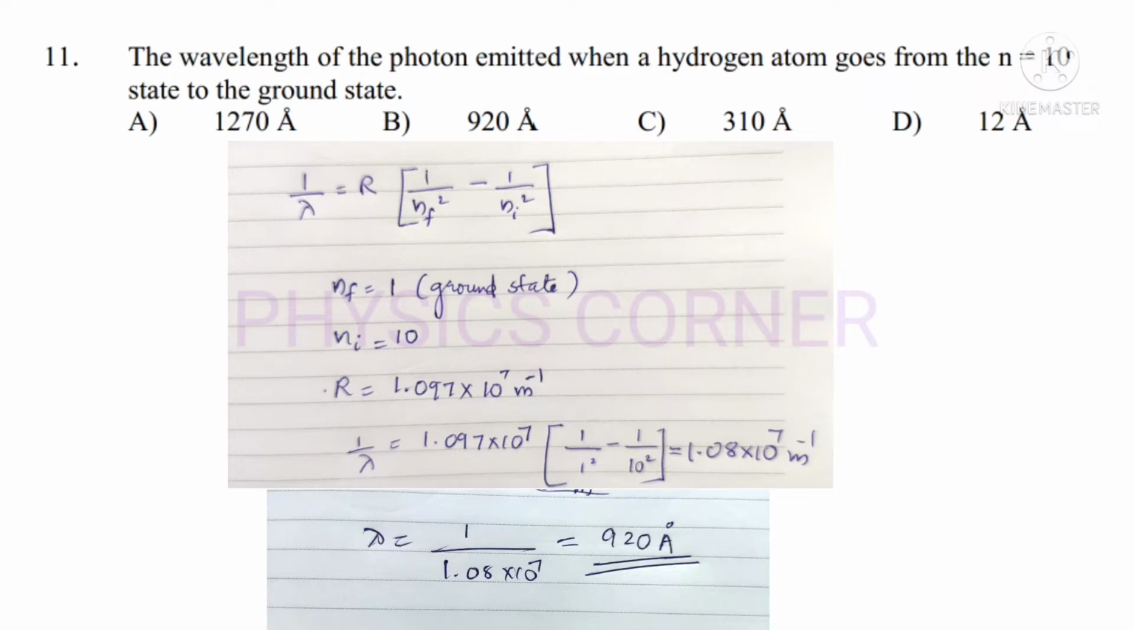So just substitute these values into this expression. We will get 1 by lambda is equal to 1.08 into 10 raised to 7 meter inverse, and we have to take its reciprocal, right? So lambda is equal to 1 by 1.08 into 10 raised to 7, which means it's equal to 920 angstrom. 1 angstrom means 10 raised to minus 10 meter, right? So option B is the answer.